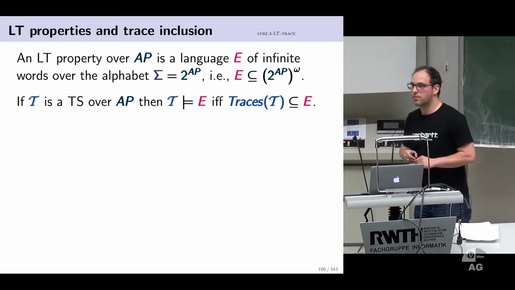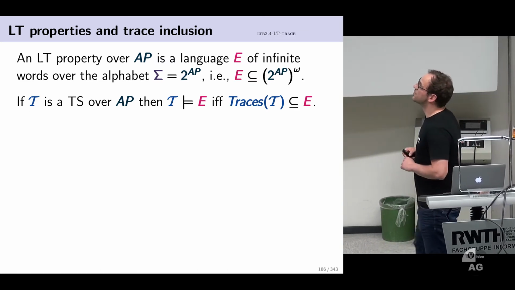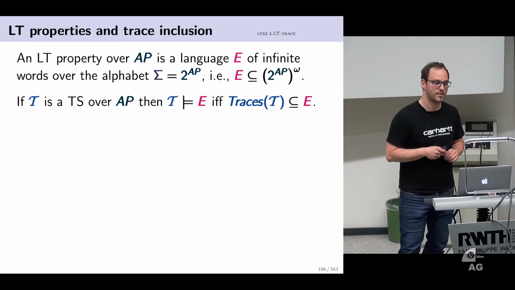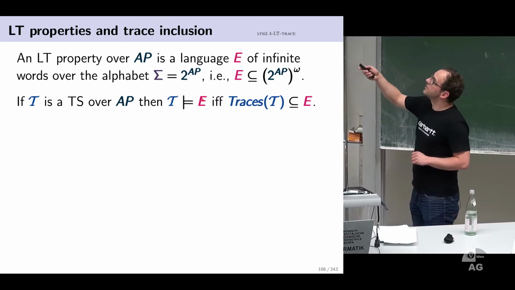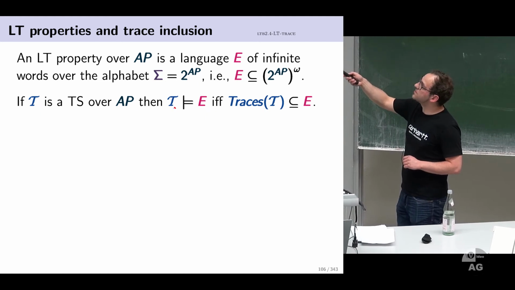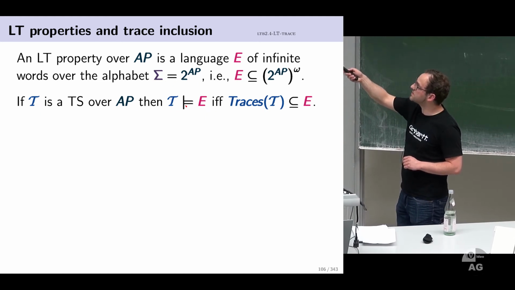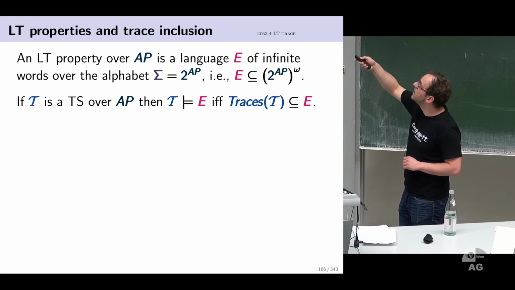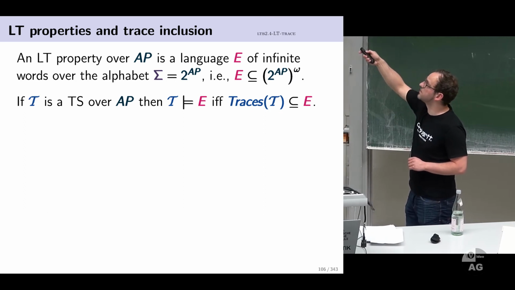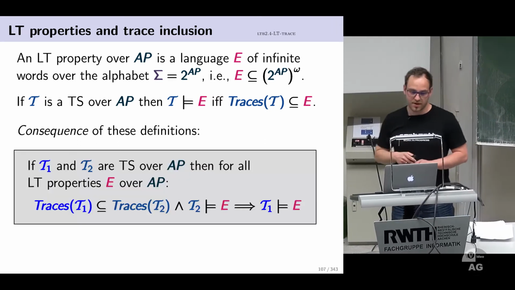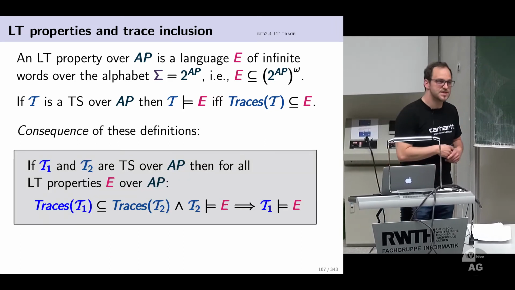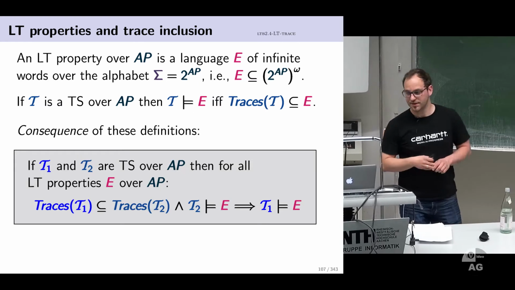Okay, let's talk a bit about trace inclusion. Well, this is just the definitions we had until now. So we have a linear time property E, we have a transition system, and we say the transition system satisfies the linear time property if and only if all the traces of the transition system are fully included in the linear time property. And as a consequence of this, you get the following implication.